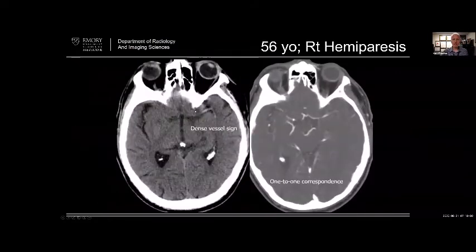So here's a dense vessel sign, left MCA, left M1 segment, M2. And in this patient on CTA, you can see it's pretty much a one-to-one correlation. Again, some people ask for measurements for how long the dense vessel sign is here. You can see how difficult it would be. This is basically an L shape. Where do you go with that, right? And it fits this patient's presentation, right hemiparesis.